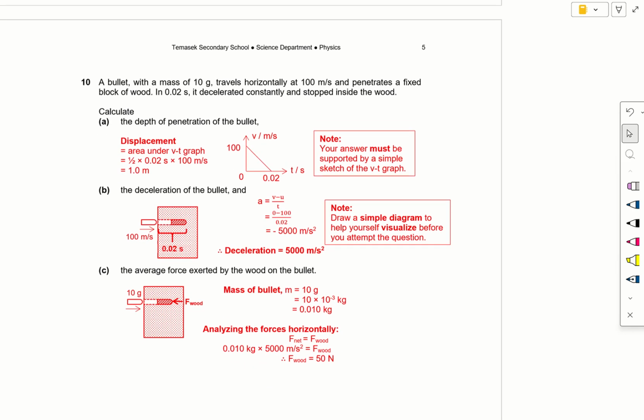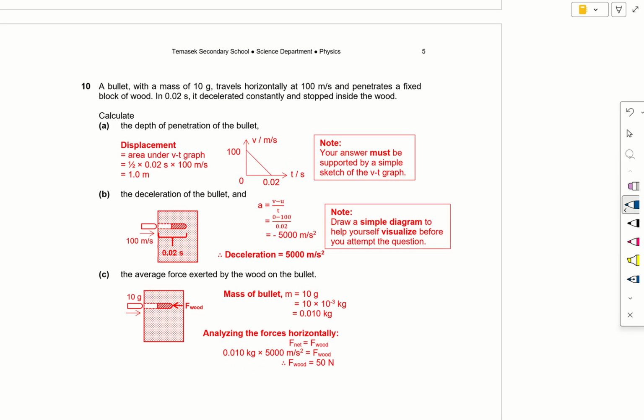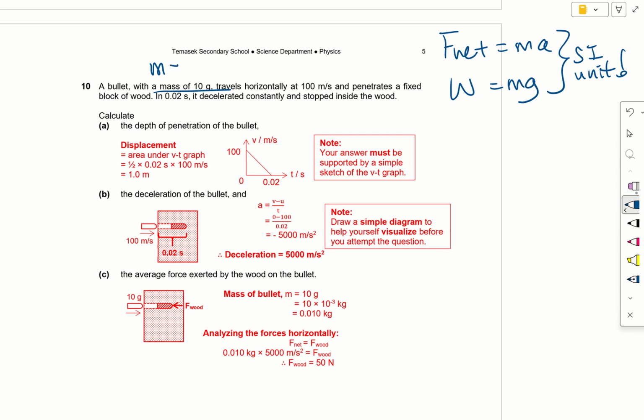Okay, question 10, a bullet with a mass of 10 grams. By the way, I think I didn't mention this. F net equals ma, or your W equals mg. They are SI unit formulas. That means everything must be in SI unit. So this is a common trick by the teachers, a mass of 10 grams. So I'll put here mass equals 10 divided by 1000. Why divide by 1000? I'm trying to get the mass in kg, because I know this is a SI unit formula.